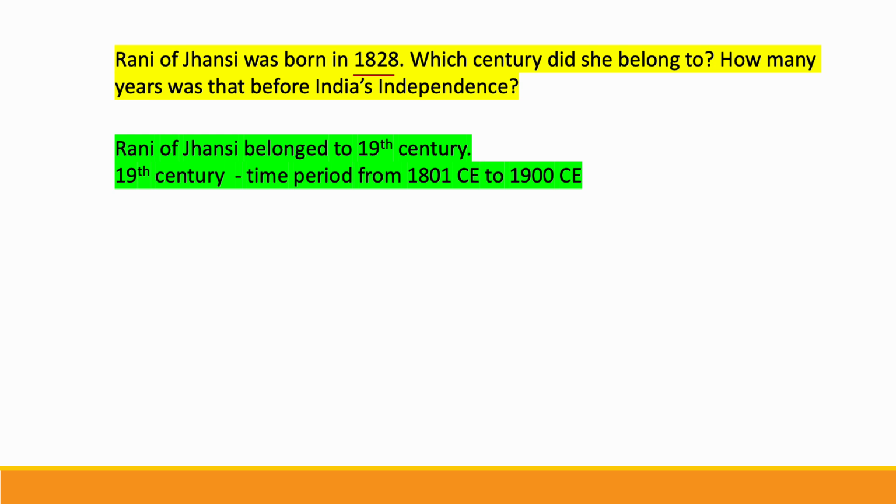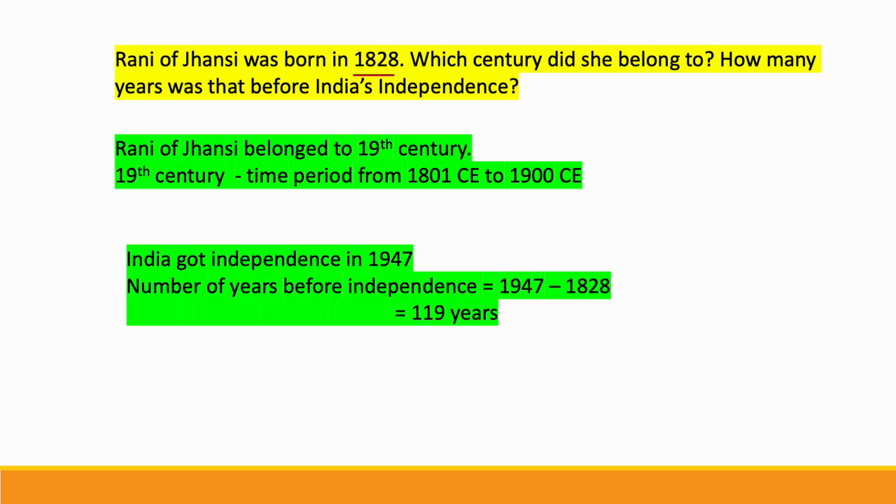Then how many years was that before India's independence? India got independence in 1947. So, number of years before independence is equal to 1947 minus 1828. That is 119 years. Here there is no need to add 2 years and subtract 1 because both years, 1828 and 1947, are in CE. If one year is in BCE and the other is in CE, then we have to add and subtract 1.